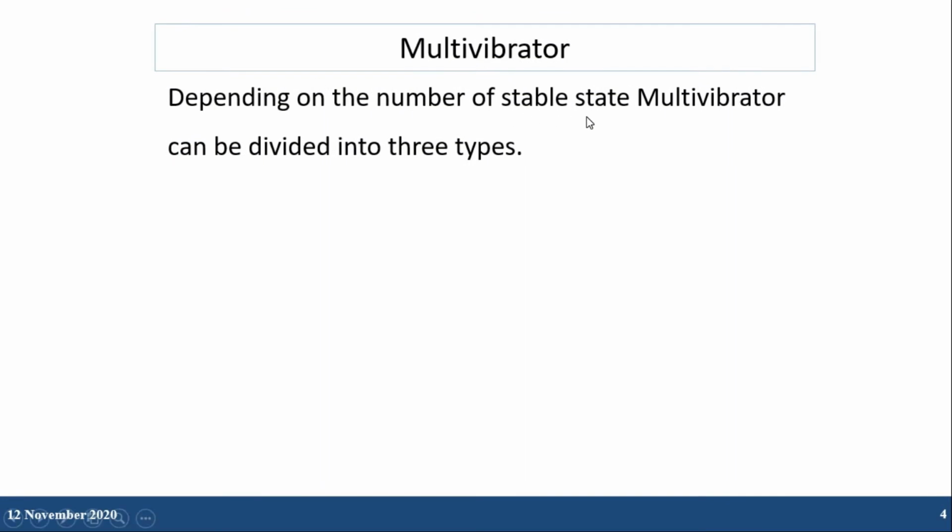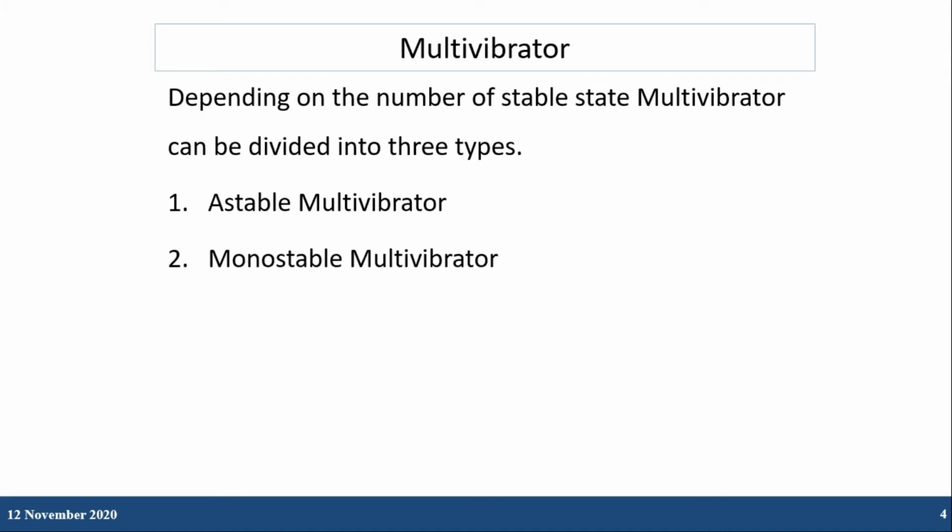Depending on the number of stable states, multivibrator can be divided into three types. So the first type is the astable multivibrator. In astable multivibrator, as the name suggests, the output will not remain stable in any of the two states. Okay, so we will see this in detail. There is one more, that is the monostable. In monostable, there is one stable state and one astable state.